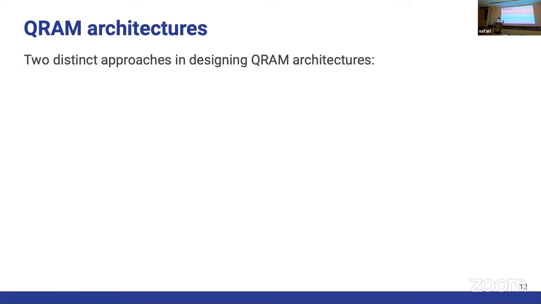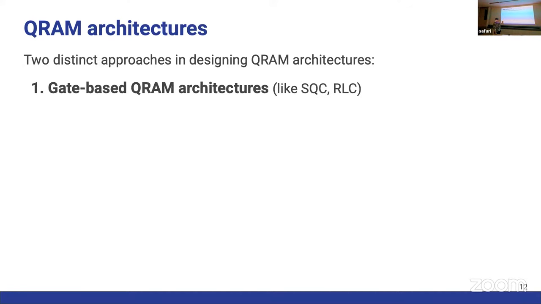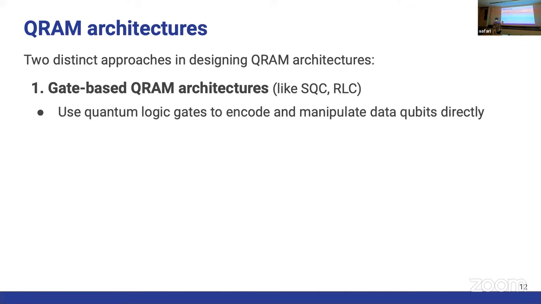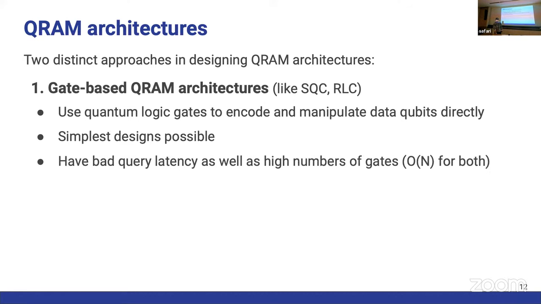There are two distinct approaches in designing QRAM architecture. The first one is the gate-based QRAM architectures, and these architectures are characterized by the fact that they use logic gates to encode and manipulate data qubits directly. These types of architecture are usually the simplest designs possible, but they unfortunately have very bad query latency, as well as they use very high numbers of gates, which scale in O of n, where n is the size of the memory.